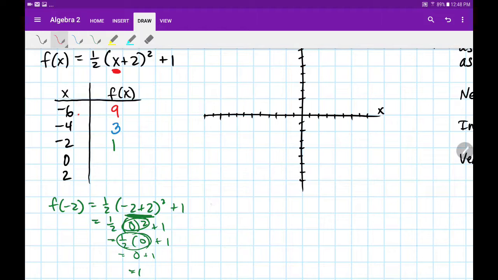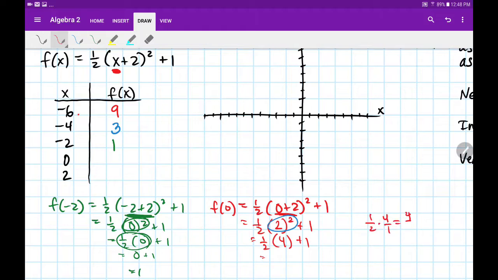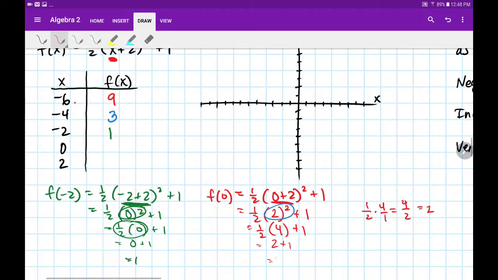Let's do f of 0 now. 0 plus 2 squared plus 1. Again, we're focusing inside the parentheses first. That's 1/2. 0 plus 2 is 2. And then we'll do our exponent. 2 squared is 4. Half of 4, and you can show the work over on the side, we'll get 2. And 2 plus 1 is 3.